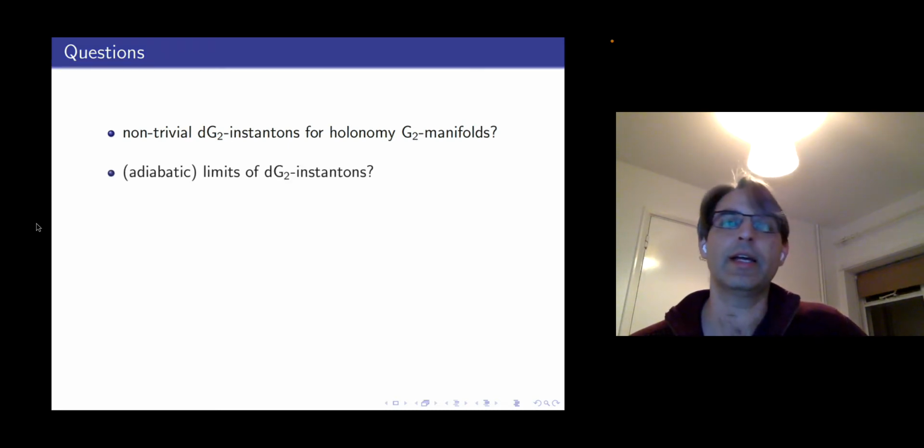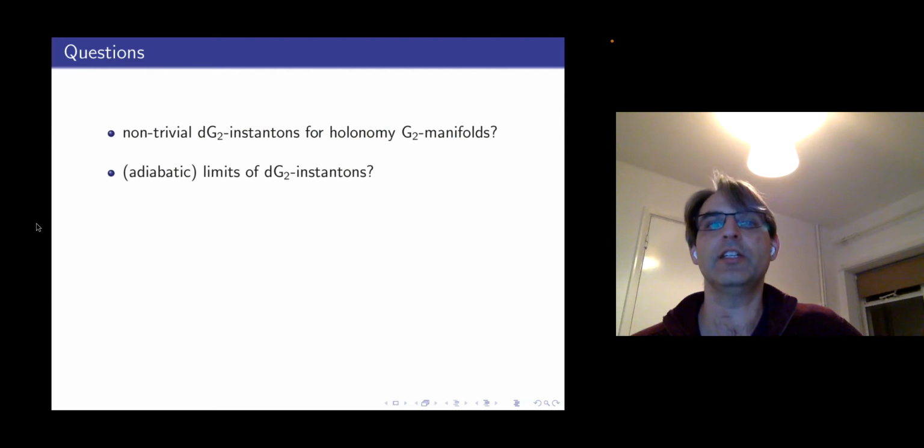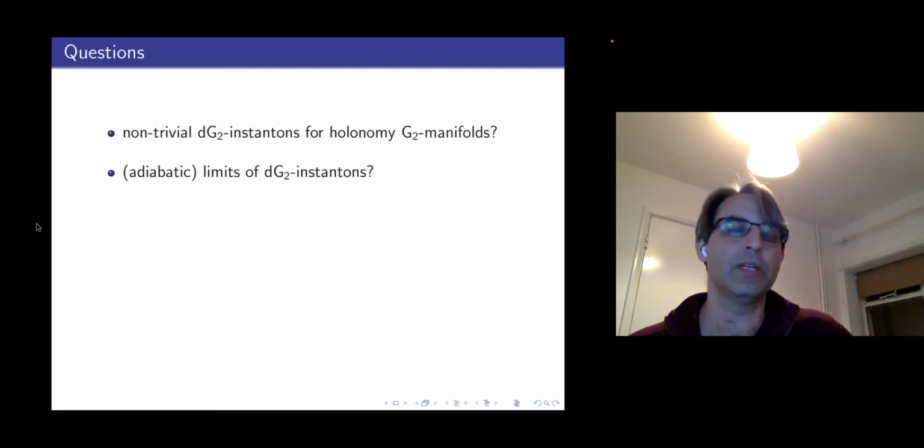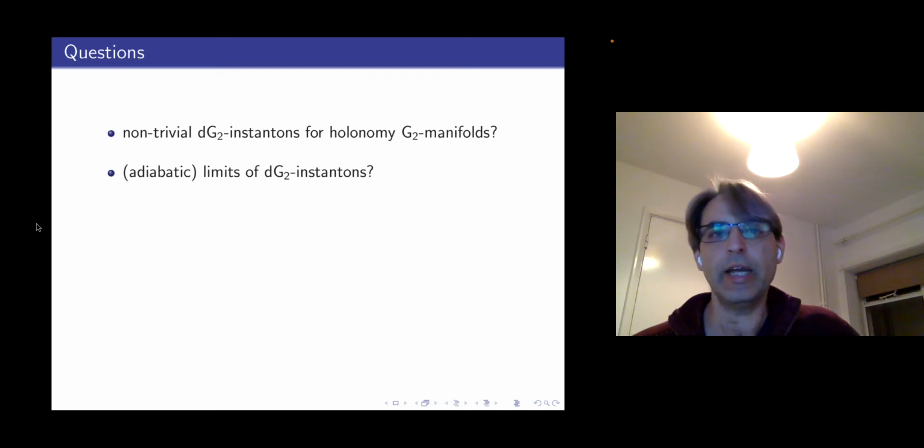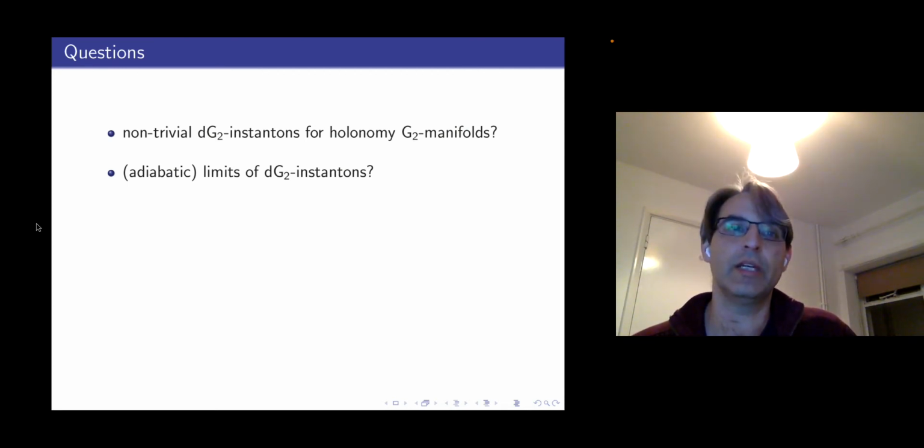Another question is, can you understand the limits of dG2 instantons? This is important if one wants to think about the compactness theory of dG2 instantons when trying to define an enumerative invariant. So for example, if you have a sequence of dG2 instantons with some control, say on their norm or something like that, what must the limit object be? And perhaps in a slightly different frame, can one understand an adiabatic limit construction for dG2 instantons in the spirit of some of the work of Simon Donaldson on Kovalev-Lefschetz fibrations?